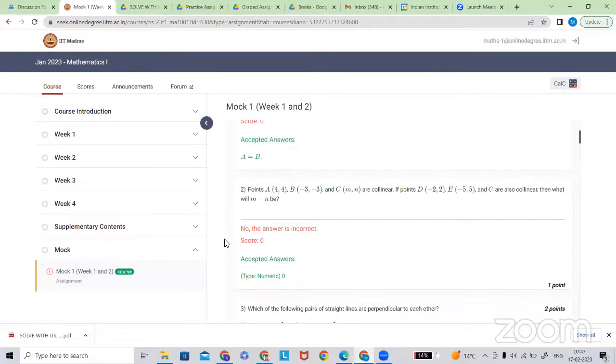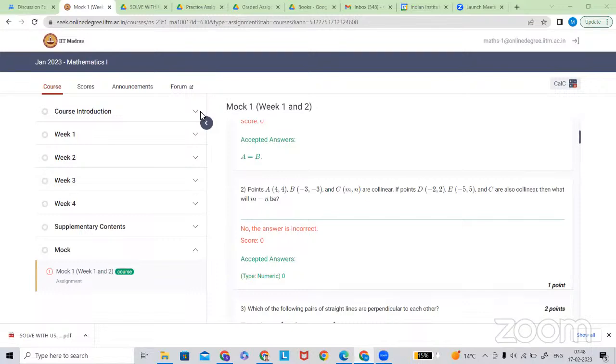But I think, sir, slope: if it is collinear, then slope of AB equals slope of BC. If you are doing it with the area of the triangle, the answer will be the same in both cases. Yes, sir. Okay, I will try to do it again, sir. But can you tell me another way of doing this?